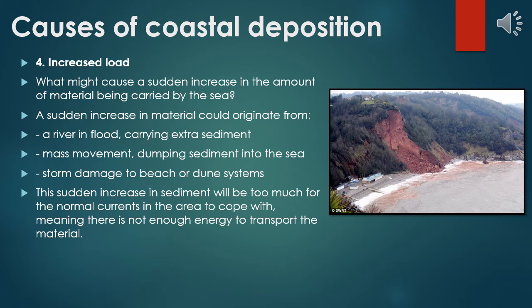Like we've just talked about, it could be a mass movement, dumping loads of sediment into the sea at once, or it could be a storm damaging things like a beach or dune systems. But basically you overload the sea and the sea can't cope with it, so it just deposits whatever material it's got. Increased load.